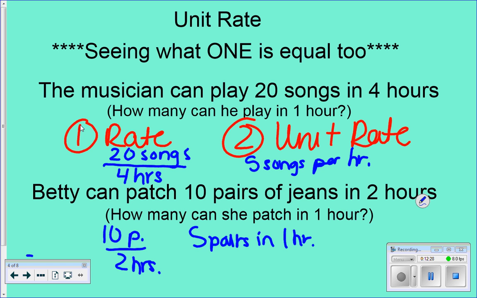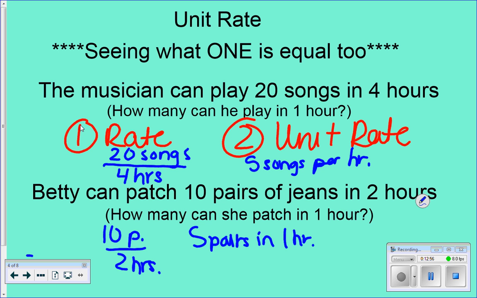What if I asked you, using this information, how many jeans can I patch in 3 hours? Jasmine, how did you know that? Right. What if I asked you, how many pairs of jeans can I patch in 10 hours? What would it be? 50.